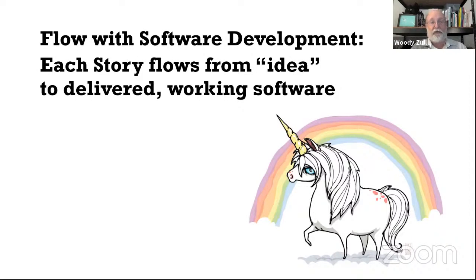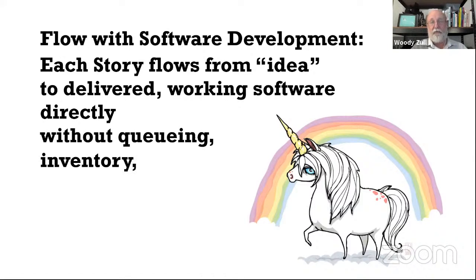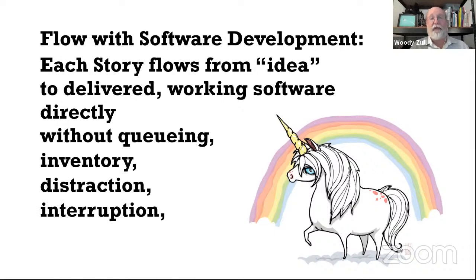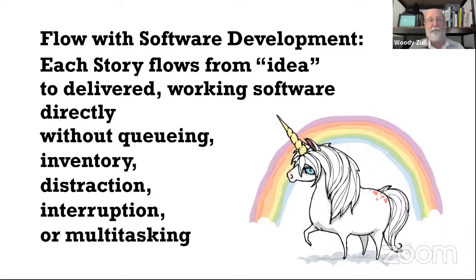That means somebody's using it as directly as possible, without the queuing, without the inventory, without the distractions we just talked about, without the interruptions and without the multitasking. This is optimizing for the flow rather than optimizing for the output of the individual. We don't realize how costly it becomes when we optimize for the output of the individual. We no longer are interested in who's getting a lot of work done. We're interested in how well is this work flowing through our process.